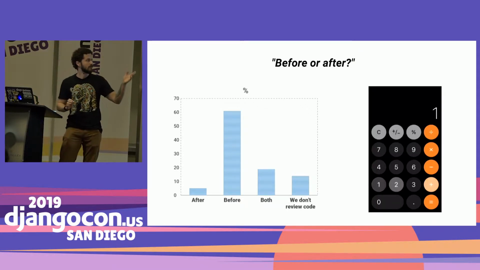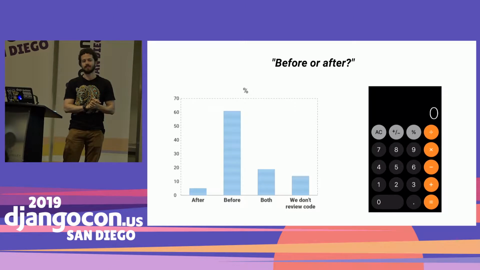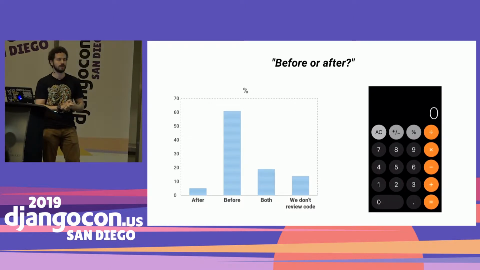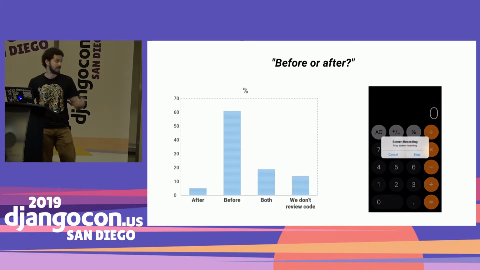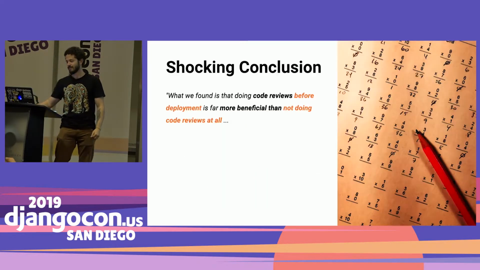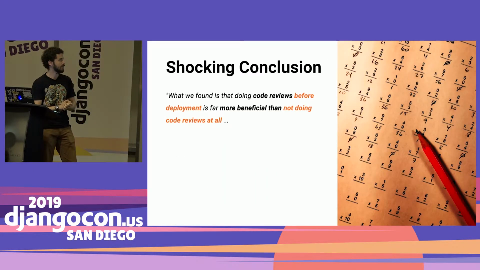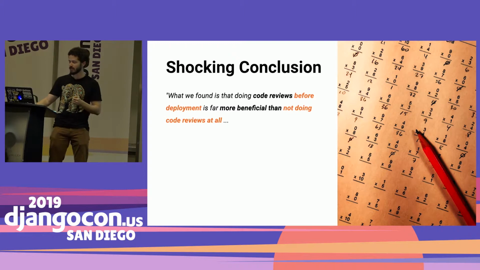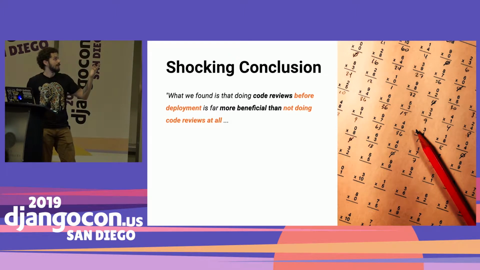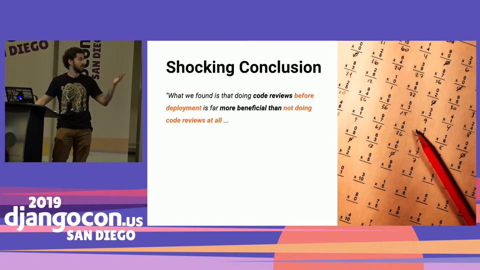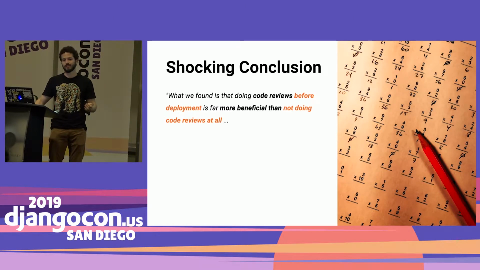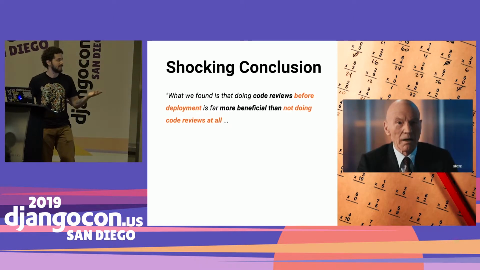And they're probably the ones responsible for this bug. I don't know if you guys are familiar with it. It was the iOS calculator bug where you sum up 1 + 2 + 3 and it would equal 24. So yeah. They probably didn't test it very much, didn't review the code. So the authors of that study came to a shocking conclusion: they found out that doing code reviews before the deployment was far more beneficial than not doing code reviews at all. So yeah, my shock, right?